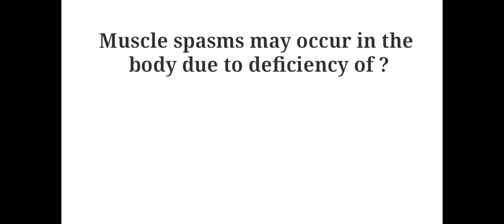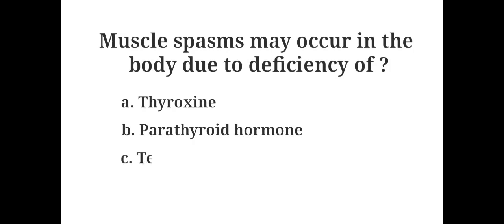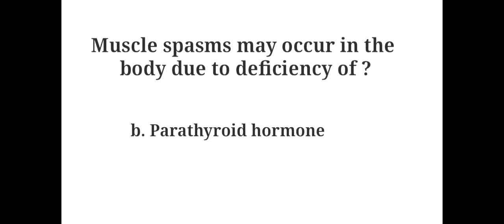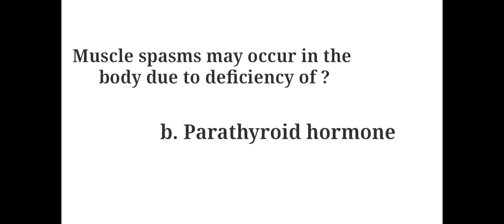Muscle spasms may occur in the body due to deficiency of A. Thyroxine, B. Parathyroid hormone, C. Testosterone, D. Vasopressin. And the answer is B. Parathyroid hormone. Muscle spasms may occur in the body due to deficiency of parathyroid hormone.